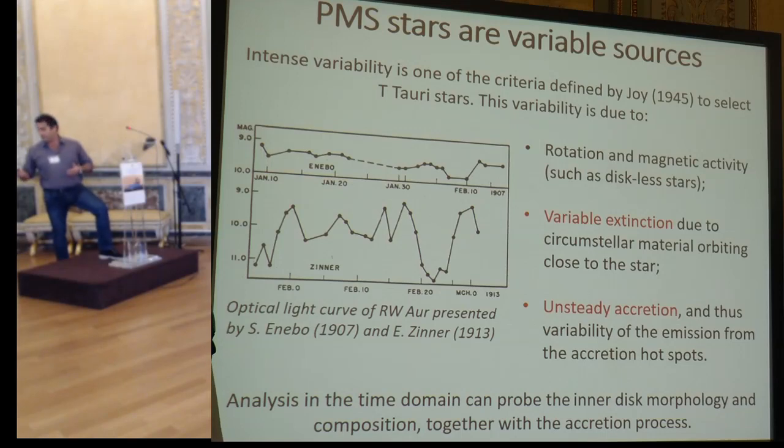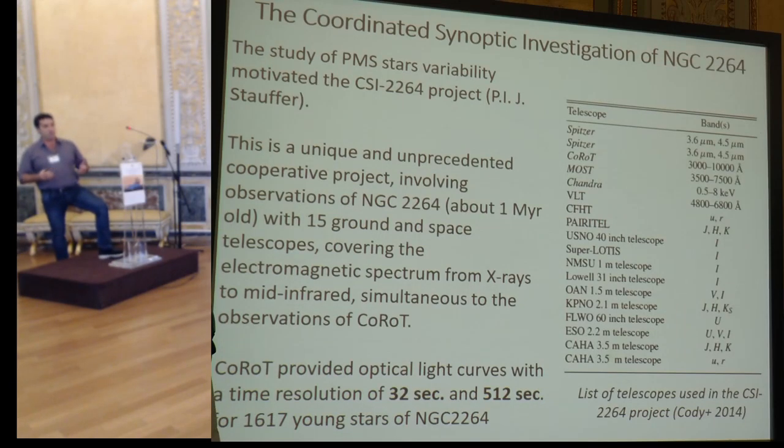Now, this was one of the main motivations of the Coordinated Synoptic Investigation of NGC 2264, which is a unique and unprecedented cooperative project in which 15 different telescopes observed the young cluster NGC 2264 simultaneously with the observations of CoRoT. CoRoT is a satellite made for the search of exoplanets, so it provided wonderful light curves with an amazing time resolution of 30 and 512 seconds.